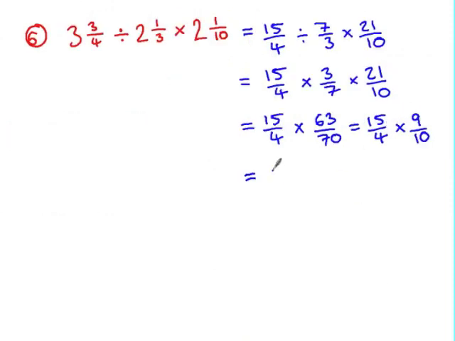15 times 9 is 135. 4 times 10 is 40, and both of these numbers are divisible by 5. We give 27/8, or 3 3/8.